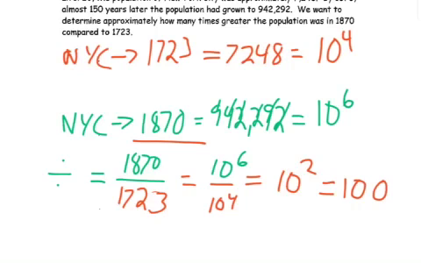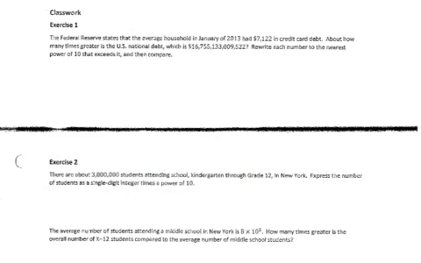Okay, so let's take a look at another example, and you're going to turn to your packets and do exercise 1. This is on page 28 in your notebook. I'll read it. It says, the Federal Reserve states that the average household in January of 2013 had $7,122 in credit card debt. About how many times greater is the U.S. national debt, which is $16,755,133,009,522? We write each number to the nearest power of 10 that exceeds it, and then compare.